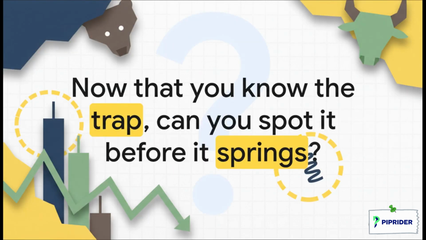So there you have it. The Hikkake pattern literally transforms a failed breakout from something that could hurt you into a massive opportunity. The key takeaway here is simple, but it's really profound. When an expected move fails, that failure itself is often the biggest signal for where the true move is headed. So now that you know the trap, you can spot it before it springs.